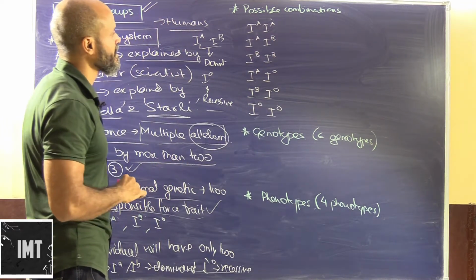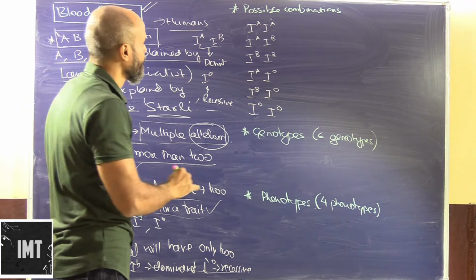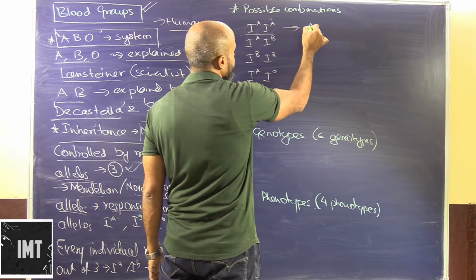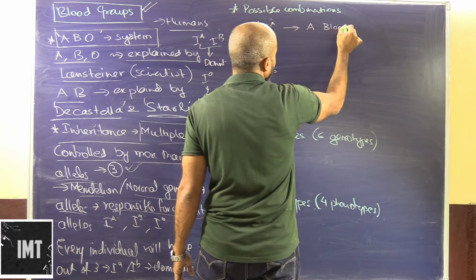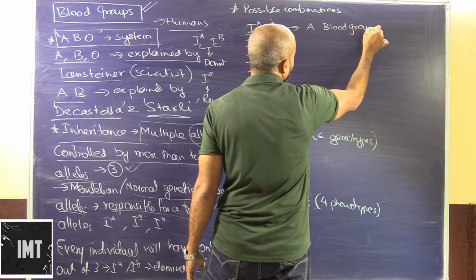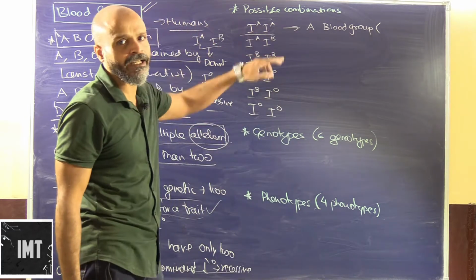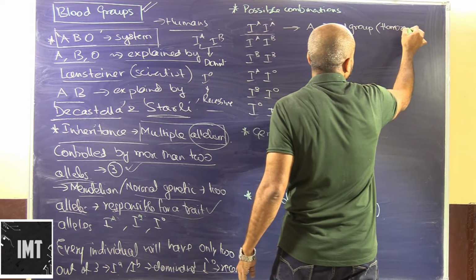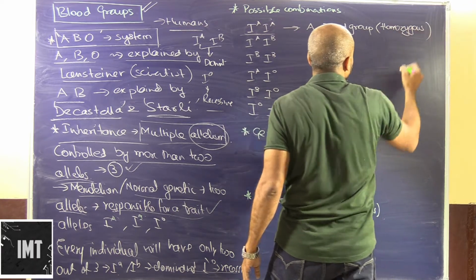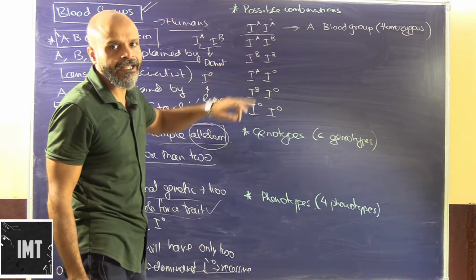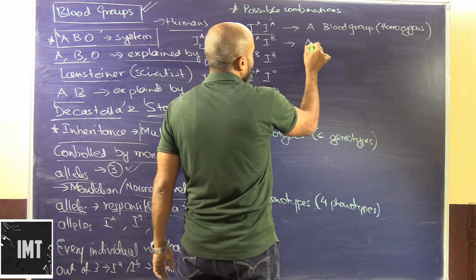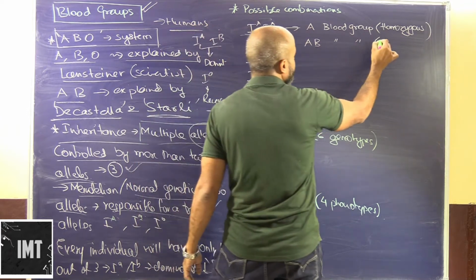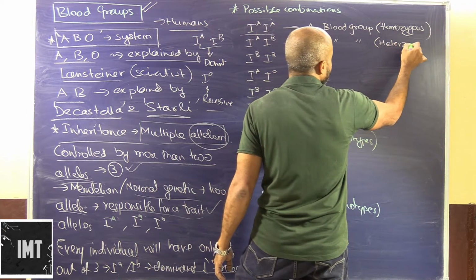So these are the possible combinations. IAIA will give us a blood group, and since it is made up of IA and IA, this is a homozygous combination. IAIB will give us AB blood group, and this is a heterozygous combination.